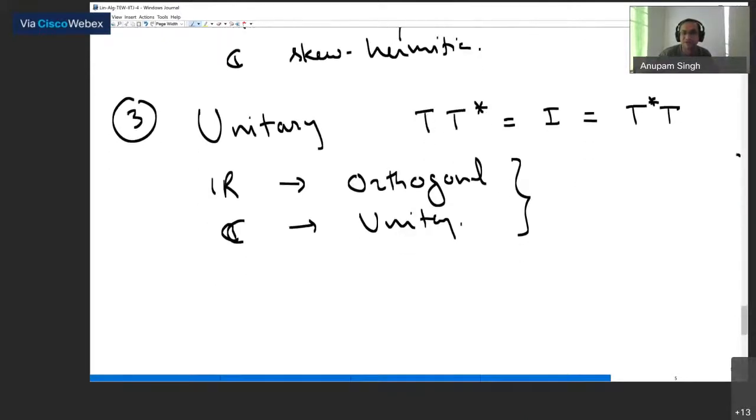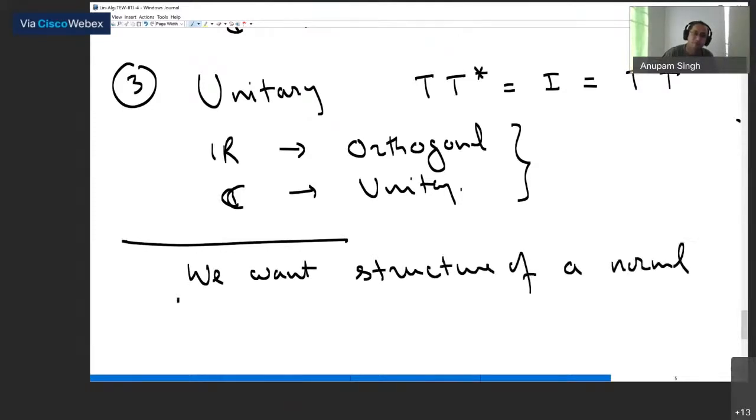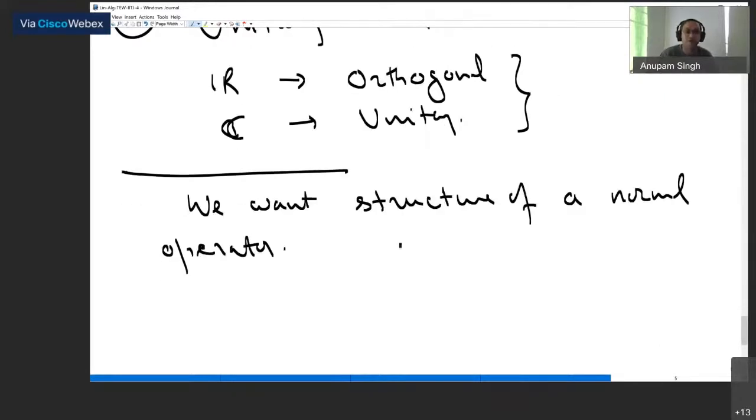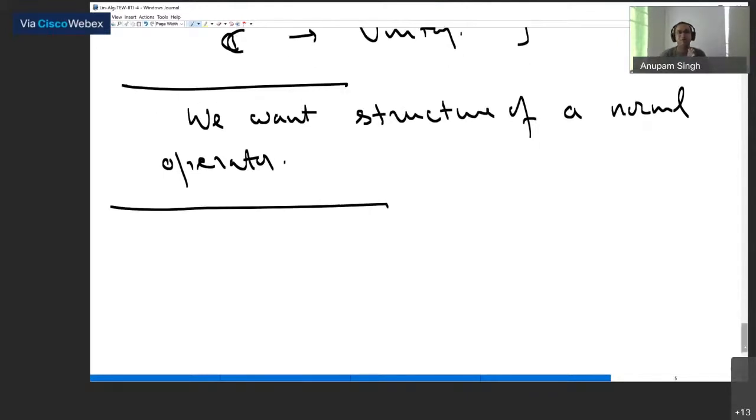So what we are going to do is that we want the structure of a normal operator. If you understand the structure of a normal operator, in fact, we can conclude things also about these three kinds of transformations, these three kinds of operators. So let's aim to understand normal operators. It turns out that normal operators look quite strange to define, but they are not actually very, very strange.